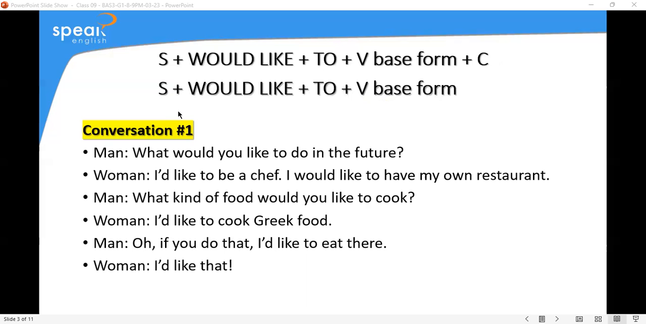What would you like to do in the future? I'd like to be a chef. I would like to have my own restaurant. What food would you like to cook? I'd like to cook great food. Oh, if you do that, I'd like to serve.